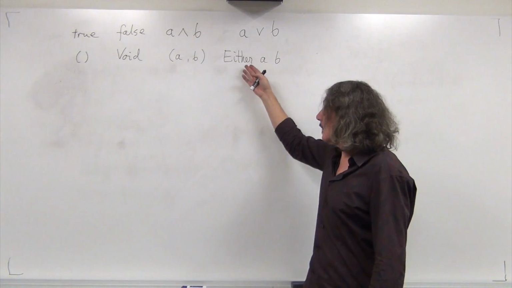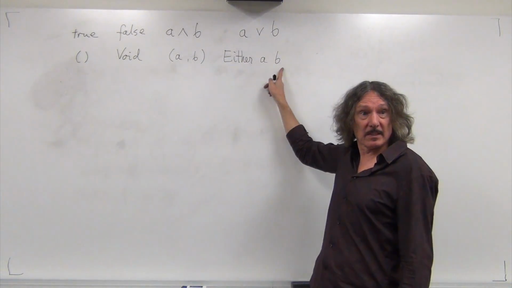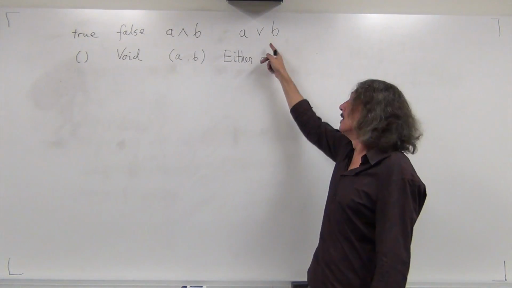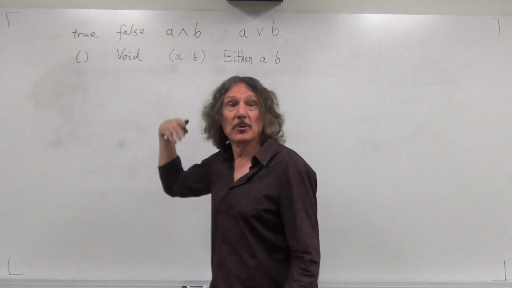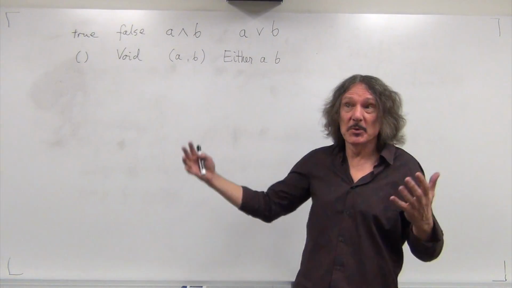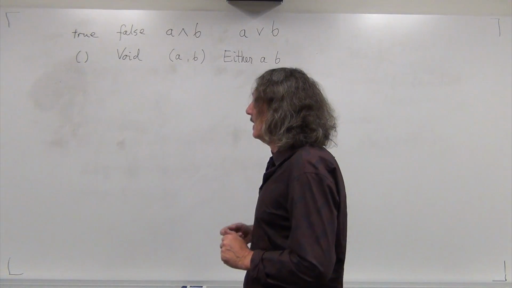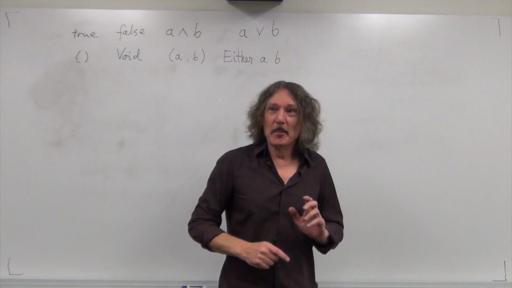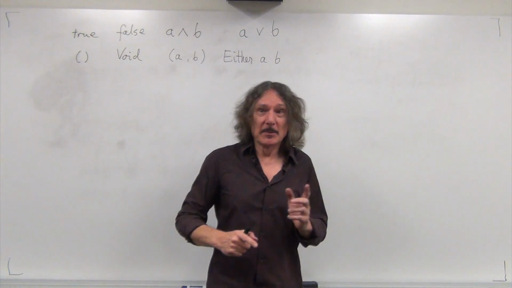So either is inhabited if at least one of them is inhabited. And disjunction is true when at least one of them is true, right? Or provable. Maybe instead of saying true, so that you can prove it, right? Provable. Okay. Now this is all very, very interesting, but the most interesting part is the function type, right?